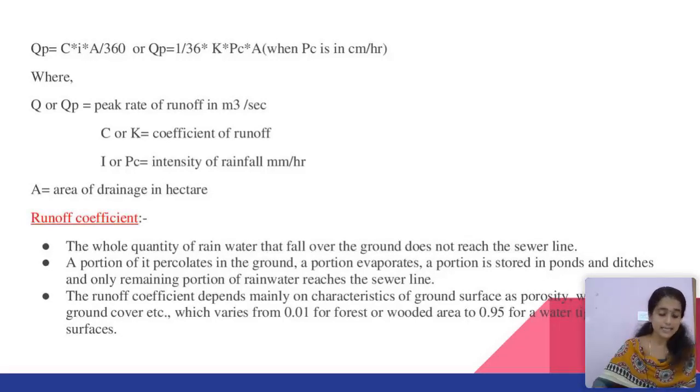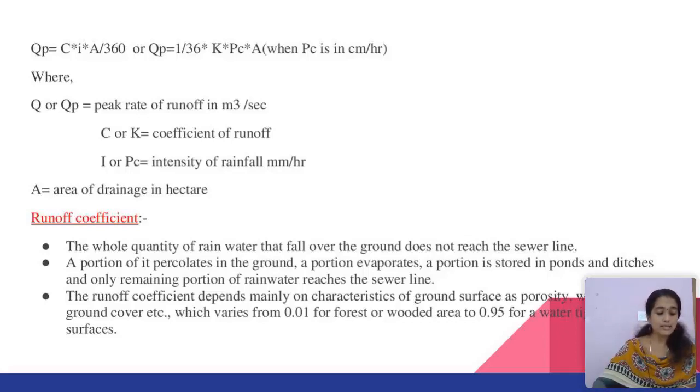CIA divided by 360. Or the equation can be written in another form, that is QP is equal to 1 divided by 36 into K into PC into A, when PC is in centimeter per hour. If it is in millimeter per hour, then the equation will be 1 by 360 into K into PC into A, where QP or Q is the peak rate of runoff in meter cube per second.